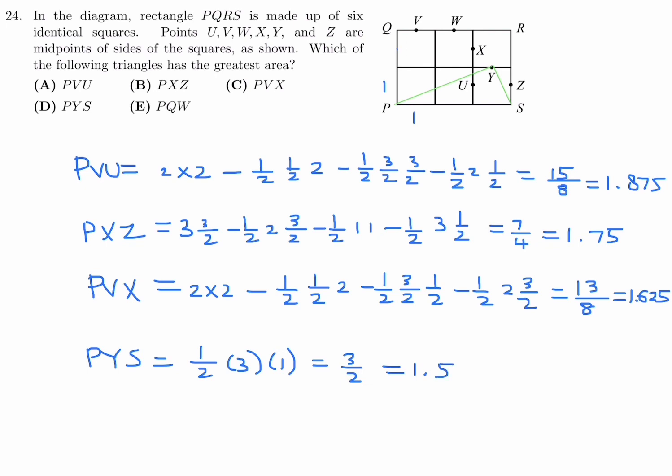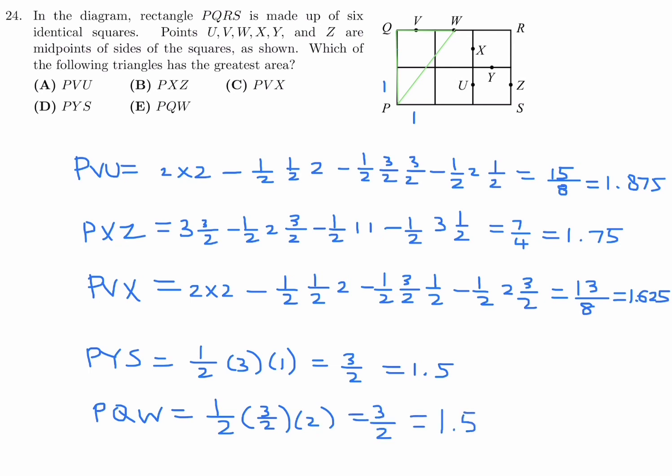And then the last one, let's get rid of this one, and we got one more left, which is PQW. So where's PQW? PQW is right here, actually. So this one right here. Okay, that's an easy one. That's just 1/2 base, which is 3/2, times height, which is 2. And that's going to be 3/2 again, which is 1.5.